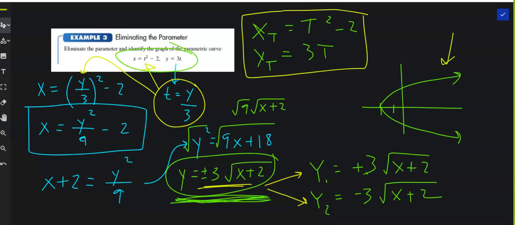Eliminating the parameter shouldn't be that much of a difficulty for you because you're just substituting. And like I said, technically, that would be good enough if you have eliminated the variable t, I should say. Okay, that's enough for example 3.